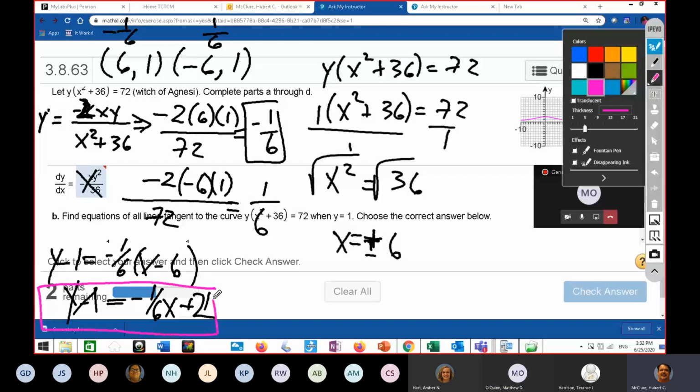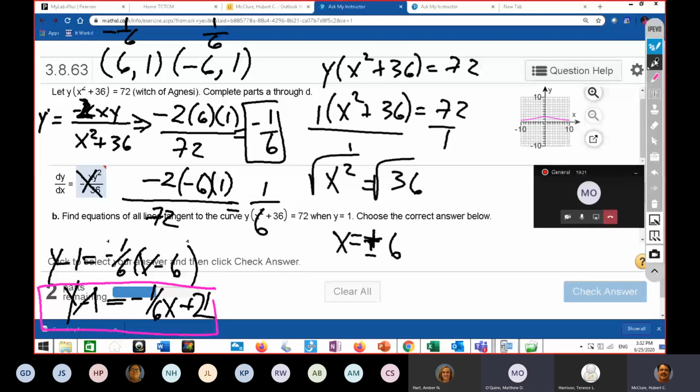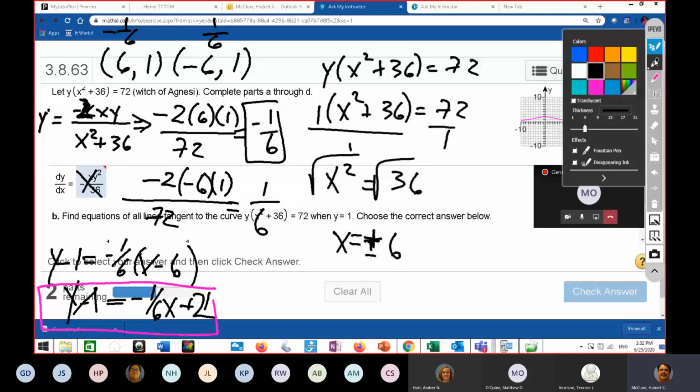And if you do the other one, and I don't know if they're wanting you to do both, I haven't seen the end of the problem. I just did the derivative. So that's going to be y minus 1 is equal to 1/6 times x minus a -6, which is going to be the same thing, isn't it? It's going to be perpendicular. Y'all check me and see if it's going to be perpendicular.